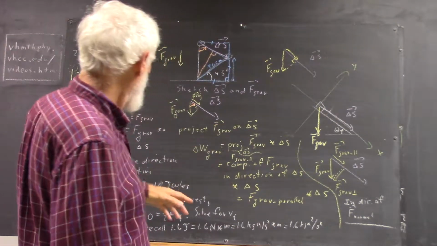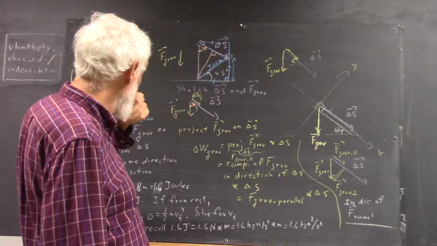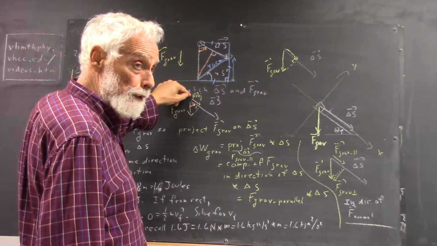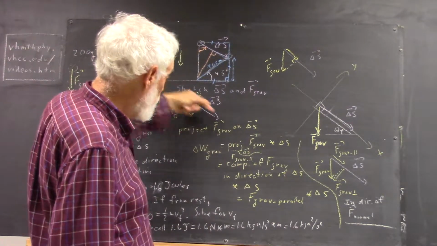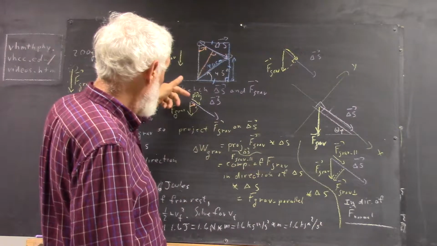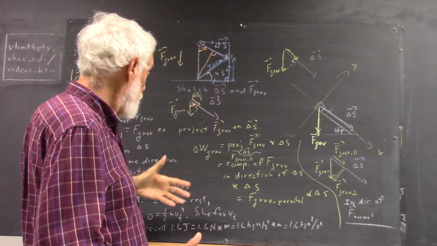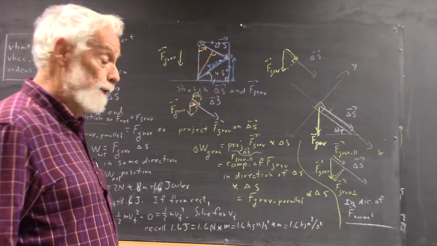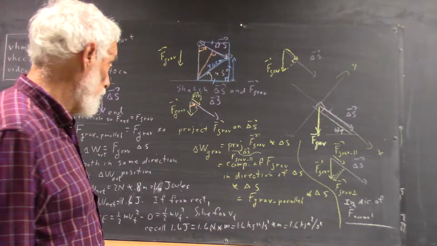To find the work, we have to project the gravitational force vector onto the delta S vector in order to get the projection, which is the component of gravitational force in the direction of motion, and that's what we multiply by our displacement in order to get the work done by the net force, and the net force is the gravitational force if we assume no friction and everything.